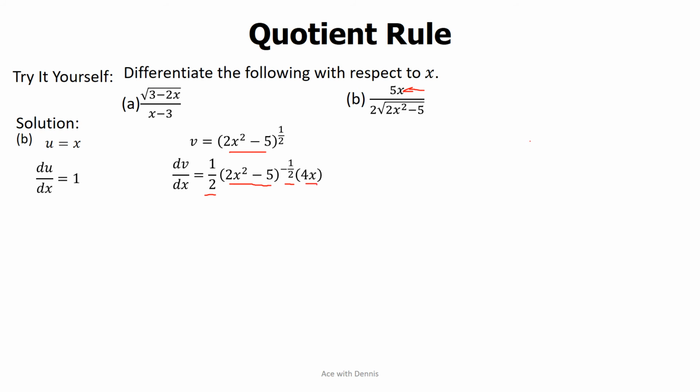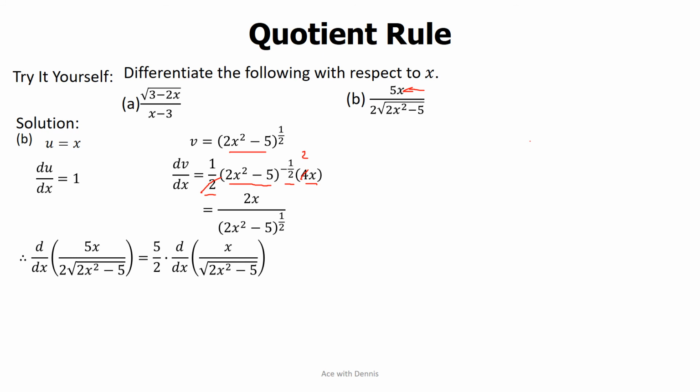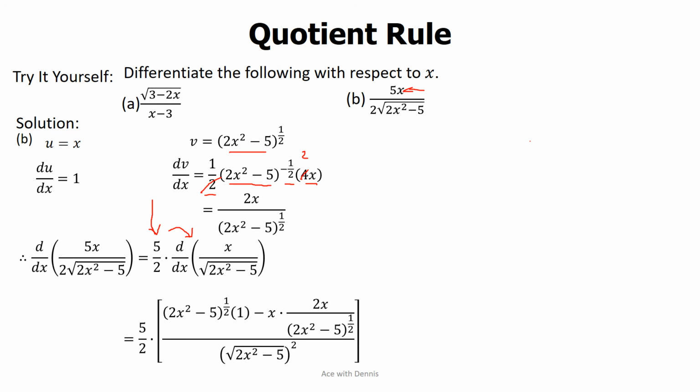So after that, 2 and 4 you can cancel. Okay, I get 2x. So it becomes 2x over (2x squared minus 5) to the power of half. Okay, now I can combine everything together and do the differentiation. Now you can see the difference. What I do special here is that the 5 over 2 is actually a constant. So I can take it out from the differentiation so that this fraction will not affect the differentiation. Okay, then from here apply the quotient rule.